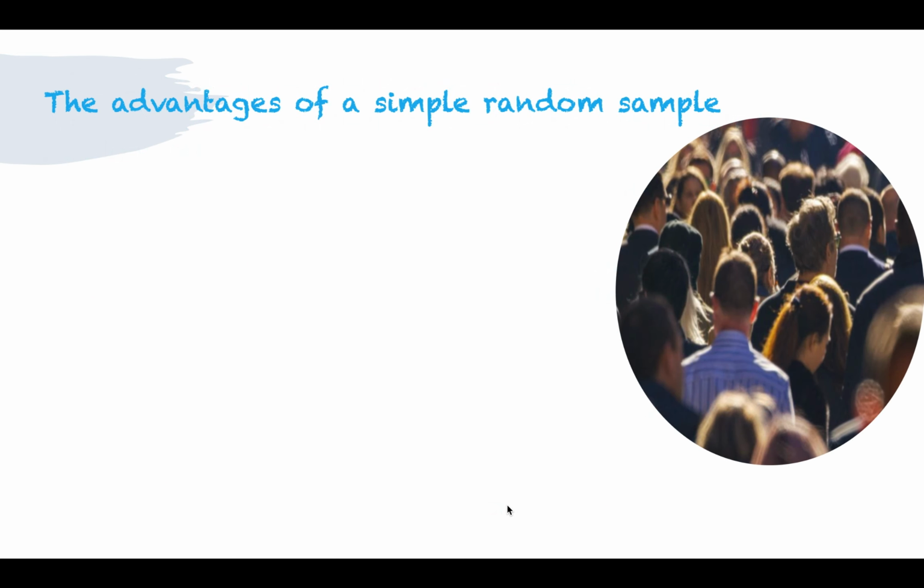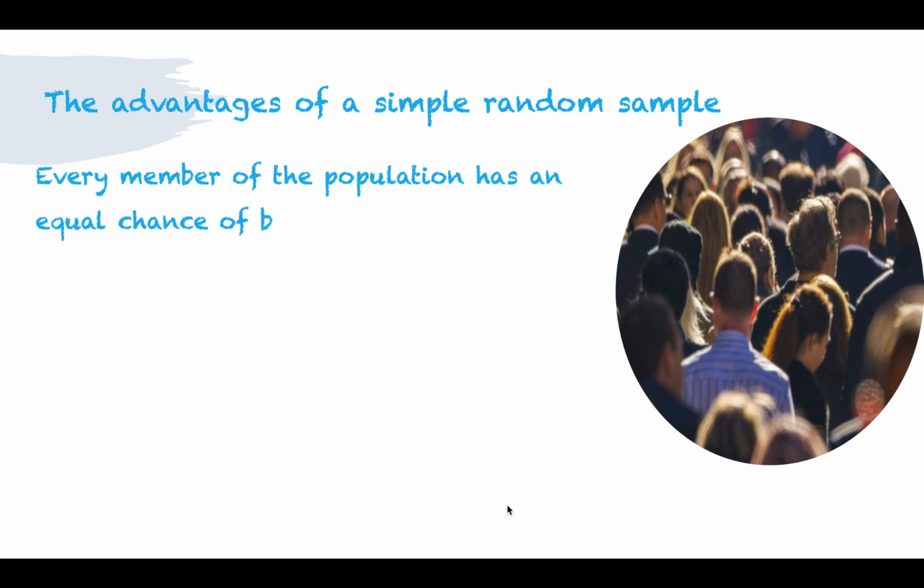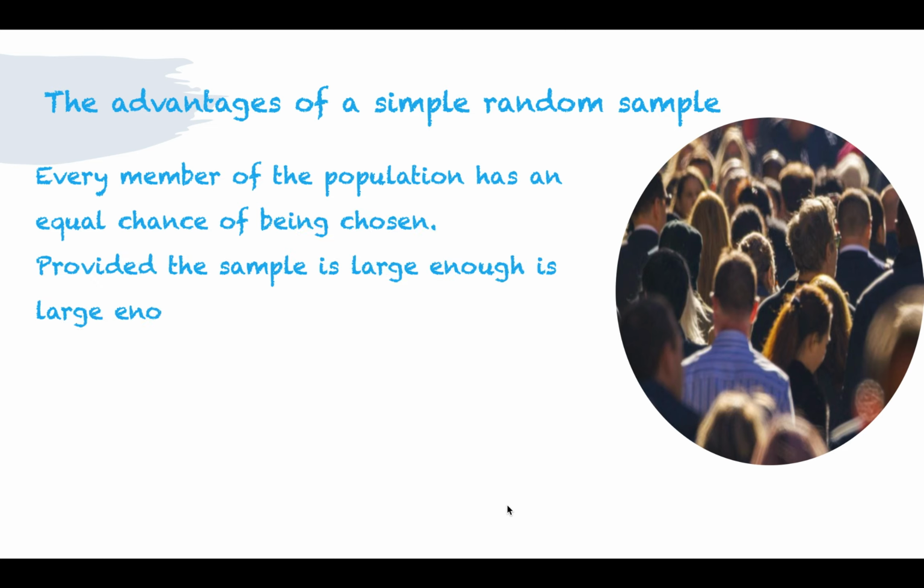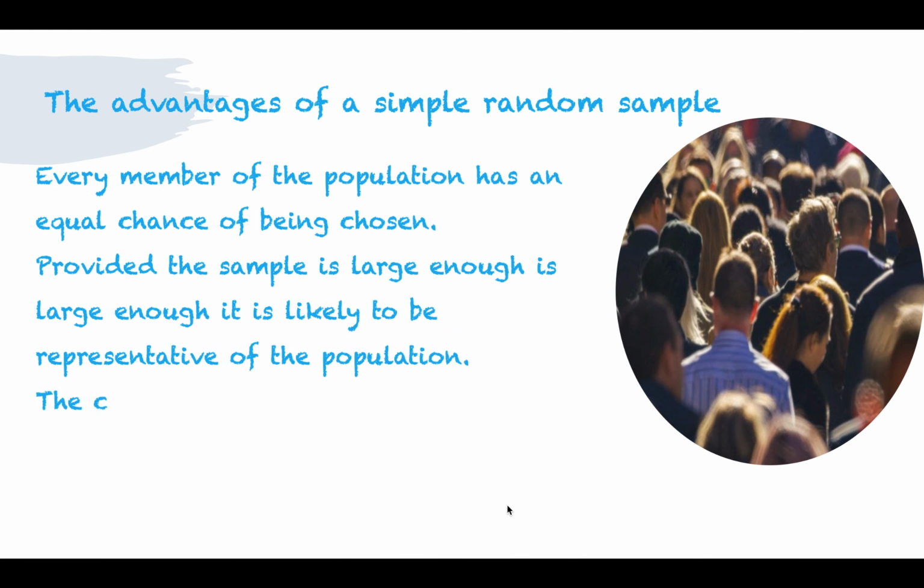The advantages of a simple random sample are every member of the population has an equal chance of being chosen. Provided the sample is large enough, it is likely to be representative of the population. The choice of members of the sample is unbiased.